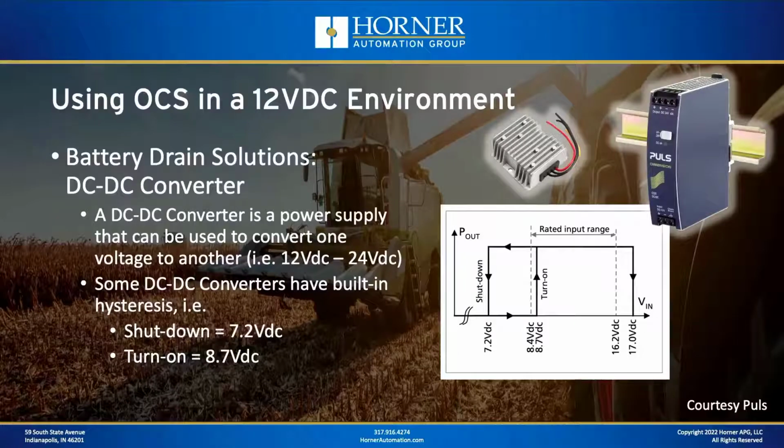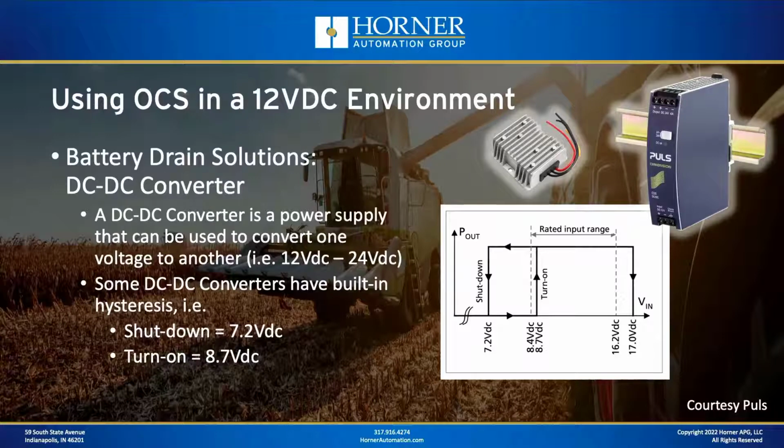So one of the ways to alleviate this issue is by using a DC to DC converter. A DC to DC converter is a power supply that can be used to convert one DC voltage to another. Specifically in this case, we're going to use probably a DC to DC converter that's going to convert 12 volts up to 24 volts. One of the reasons why this can actually help is because a lot of DC to DC converters, at least ones that are pretty good quality, have some hysteresis built into them, so that they shut down at a lower voltage than they turn on.